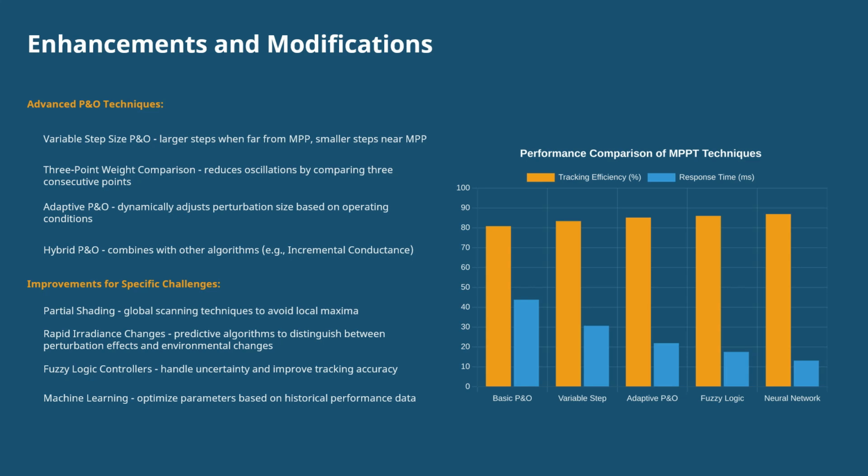Adaptive P&O adjusts based on dynamic operating conditions. It is used for complex issues like partial shading. In that case, it also scans for the global maxima. For rapid radiation changes, in that case, it will predict automatically. AI methods like fuzzy logic or machine learning can tune parameters of the P&O algorithm very fast. These improve tracking accuracy and efficiency significantly.